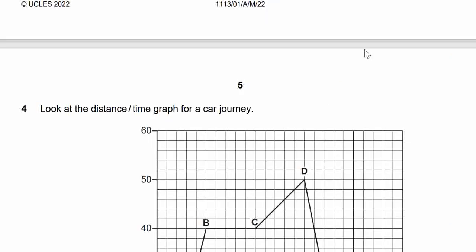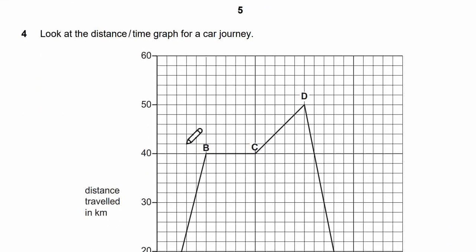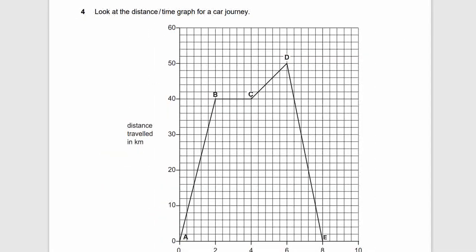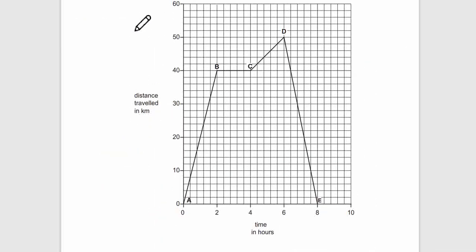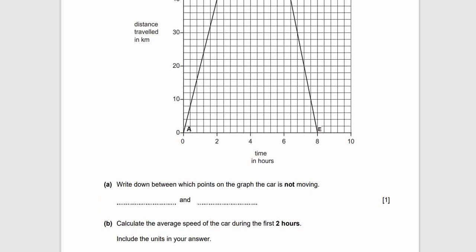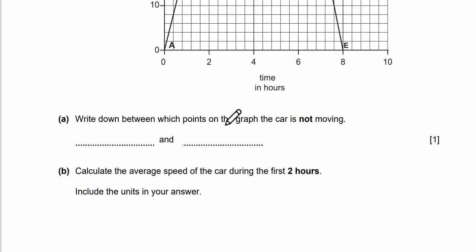Now let's move on to question 4. Look at the distance-time graph for a car journey. So this is the distance traveled in kilometers, and this is the time in hours. Question A. Write down between which points on the graph the car is not moving.